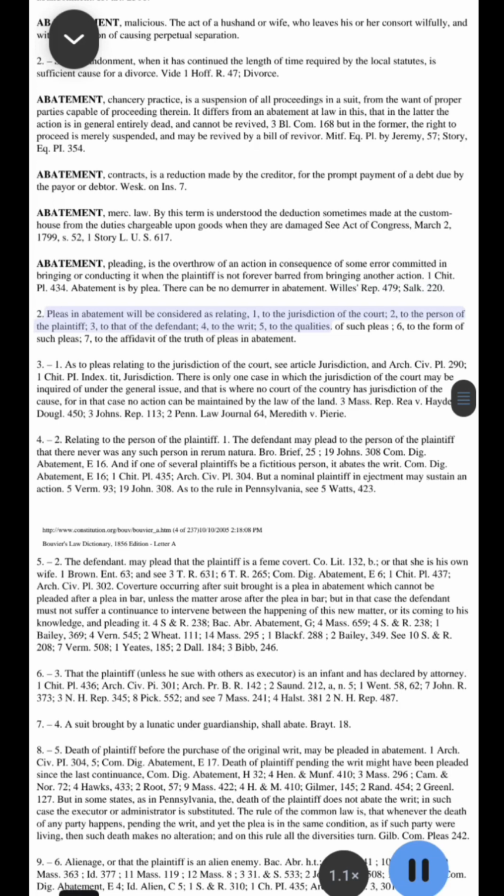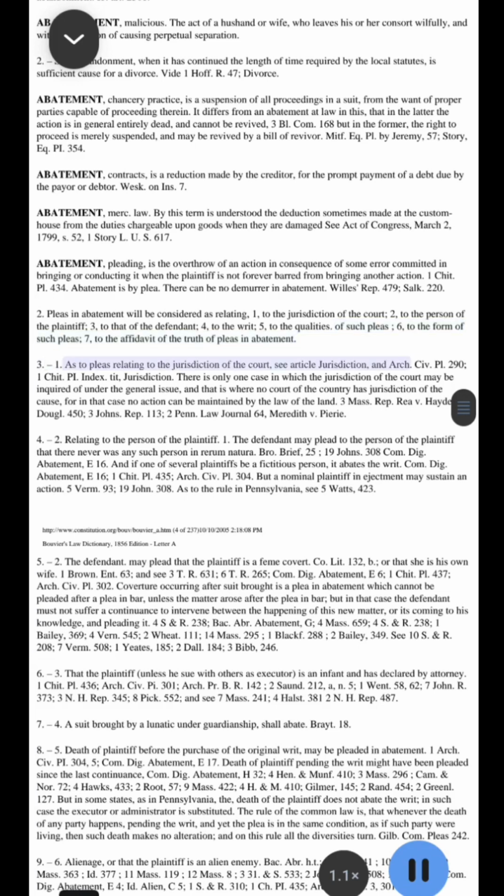2. Pleas in abatement will be considered as relating, 1. To the jurisdiction of the court, 2. To the person of the plaintiff, 3. To that of the defendant, 4. To the writ, 5. To the qualities of such pleas, 6. To the form of such pleas, 7. To the affidavit of the truth of pleas in abatement.